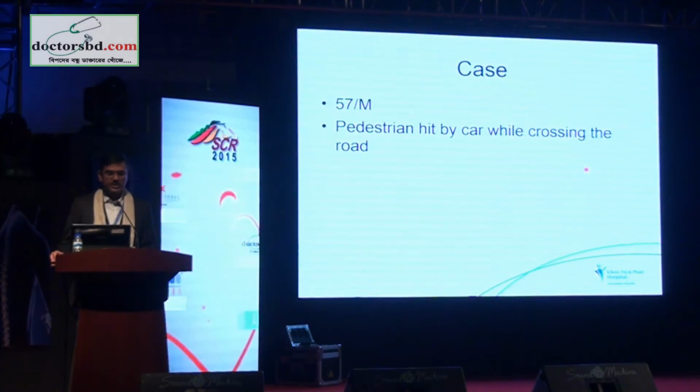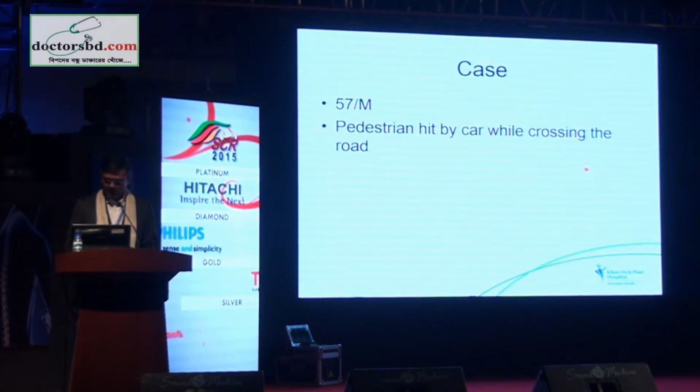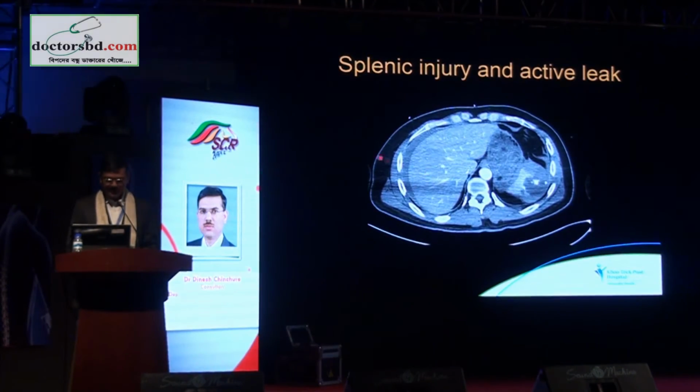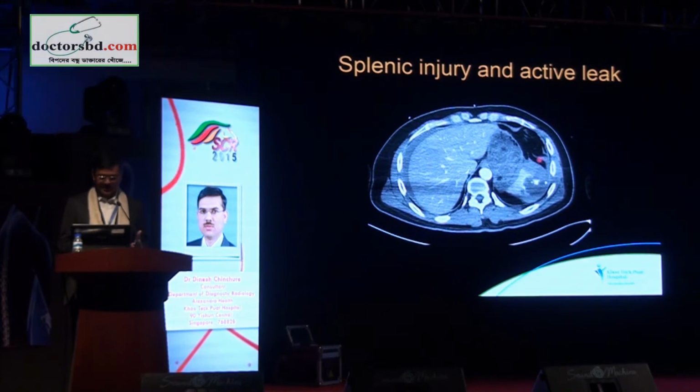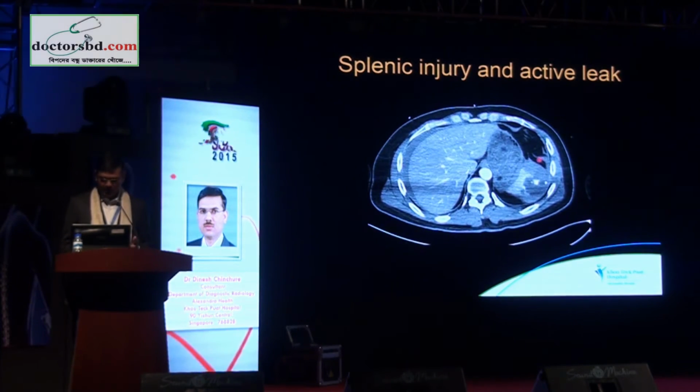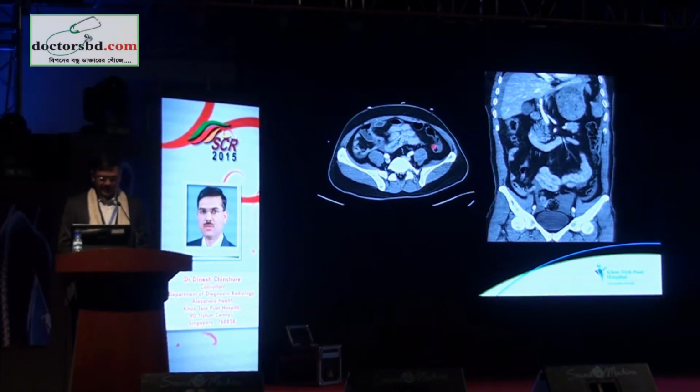Another man, pedestrian, hit by a car while crossing the road. We can see that there is a splenic injury and active leak, this hemoperitoneum. Especially in these kinds of cases, it's very easy to miss because we'll have satisfaction of search and we do not really look further down. But this patient also had bowel wall thickening in the middle abdomen on the left side. There was injury on surgery.